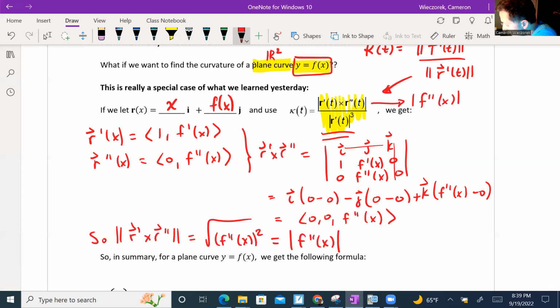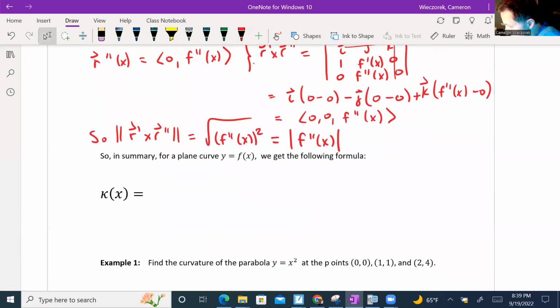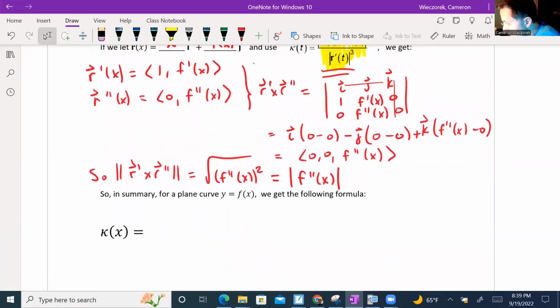The denominator, we actually already have r prime calculated. So to get the curvature, let me scroll down here. This was, let's do that calculation off to the side here.